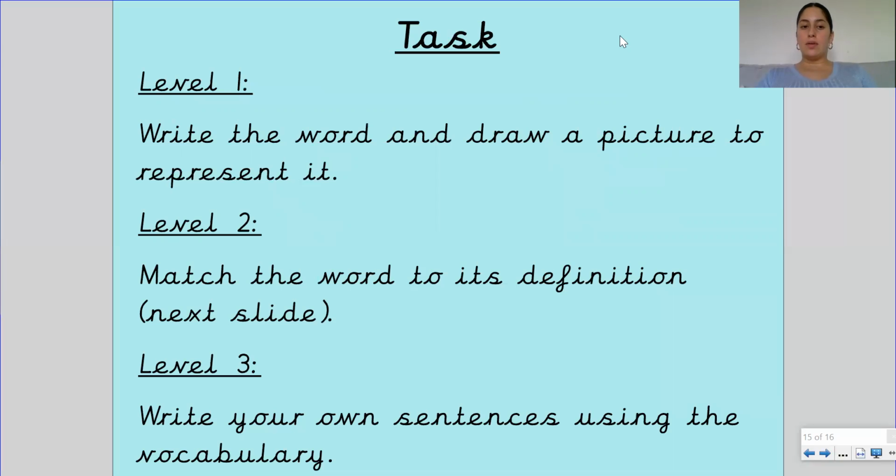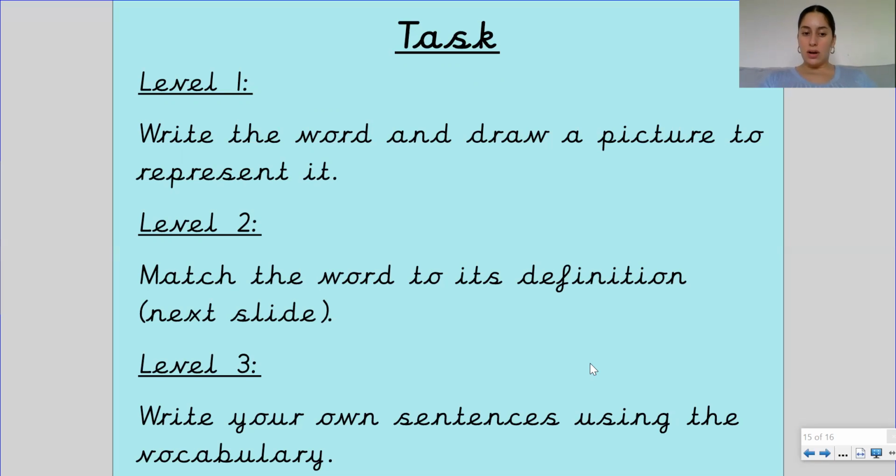Okay, now your task is, you could start off with writing the word, each of the vocabulary words, and drawing a picture next to it to represent what the word means. Then your second task is on the next slide, which I will show you in a second. You have the key vocabulary and you have the definition next to it, but they are all jumbled up. So what you need to do is write the first key vocabulary and then write down the correct definition next to it.